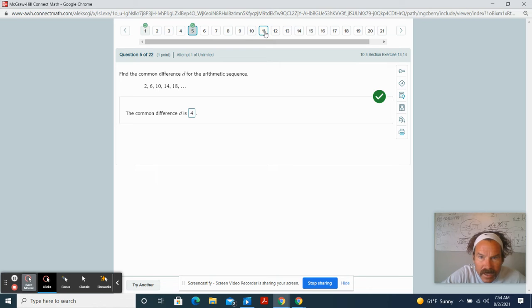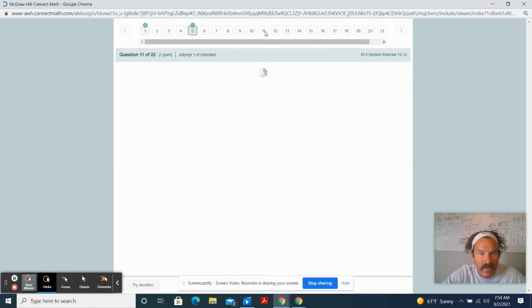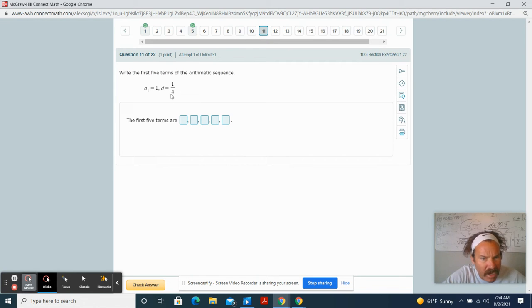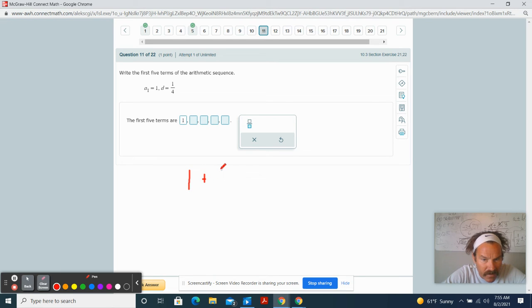Let's go over number 11. Got to be careful with the fractions because when you check the box, you'll see a little fraction bar there. You do not want to go into decimals or mixed numbers. So always start with the first term. They gave you the first term as 1. Put 1. Now, they give you the difference as 1/4. So how do we add 1 plus 1/4?